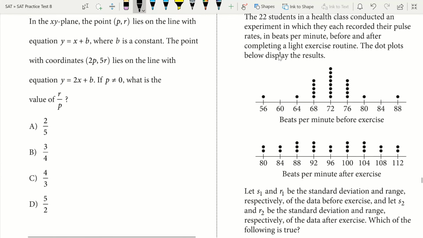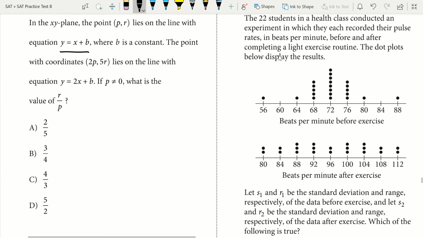27, in the xy plane, the point (p, r) lies on the line with equation y equals x plus b, where b is a constant. The point with coordinates (2p, 5r) lies on the line y equals 2x plus b. If p doesn't equal 0, what's the value of r over p? All right, so what we're going to do is plug in our points (2p, 5r) into this equation right here where my arrow is pointing.